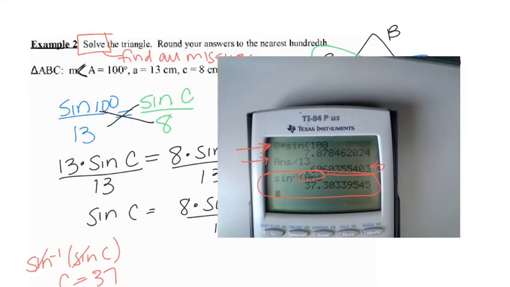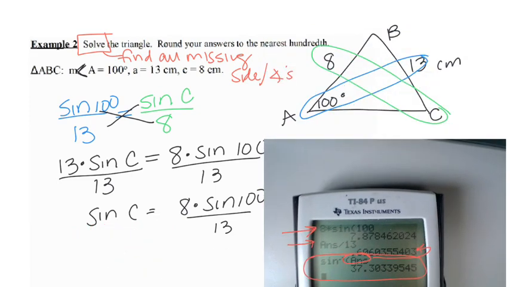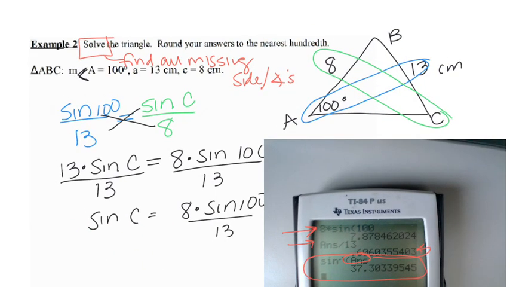Because I'm feeling lazy and I've done this a couple times already, I'm just going to write in that this is 37. I'm sorry, you would find this one by subtracting from 180. And then this final side, side B, you would need to do one more round of law of sines to find all of the other sides.